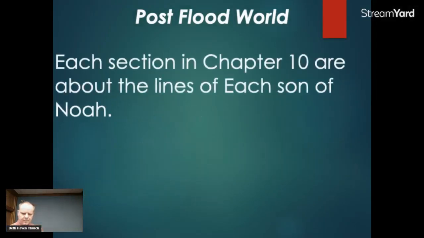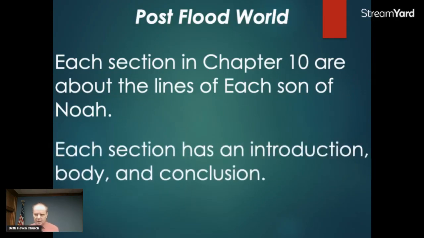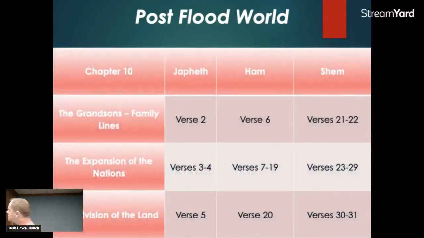Each section in chapter 10 is about the lines of each son of Noah. Each section has an introduction, body, and conclusion. Very easy to see. If you have my notes, you will see a little table. Sons of Japheth, verse 2, the grandsons, the family lines, the expansion of the nations, verses 3 through 4, and the division of the land, verse 5. Ham, 6, 7 through 19, verse 20. Shem, 21 through 22, 23 through 29, 30 through 31. The division of the land is one of the most intriguing areas, meaning something happened at that point which caused them to divide.